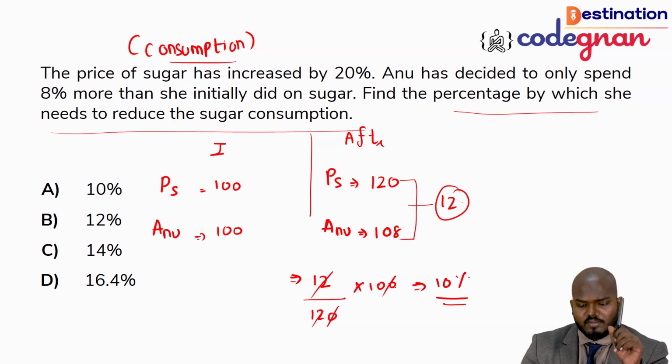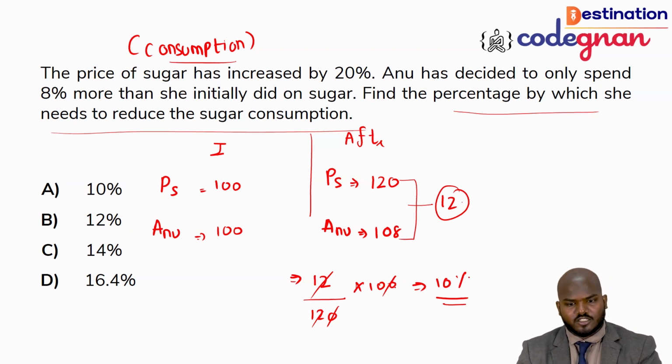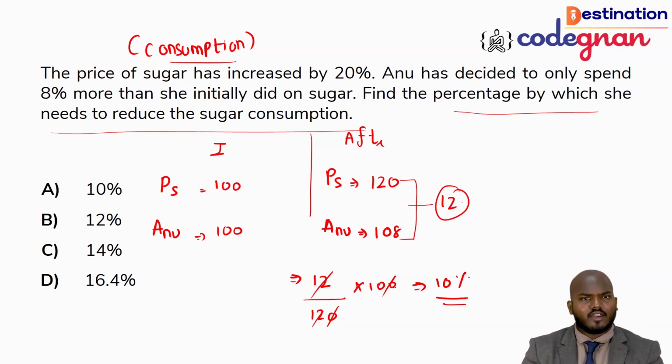Okay, so I'm saying again: the price of sugar has increased by 20 percent. Anu has decided to spend only 8% more than she initially did on sugar. So find the percentage by which she needs to reduce the sugar consumption. Okay, so I don't know anything initially. As I told you as a mantra, if they don't give any initial value, guys, you simply blind your eyes and keep the value called 100.